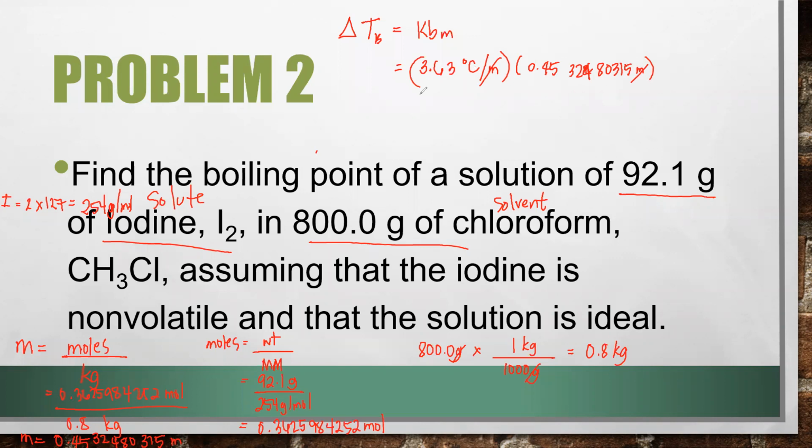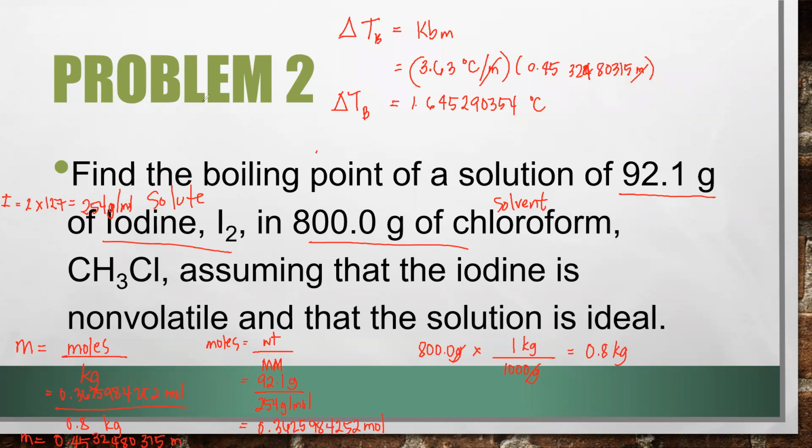Okay. Sige, let's see if that is correct. So, i-multiply natin times 3.63. This is, the change in boiling point temperature is 1.645290354 degrees Celsius. But we are not yet done, since the problem is not asking for just the change in the boiling point temperature, but the boiling point mismo of the solution.